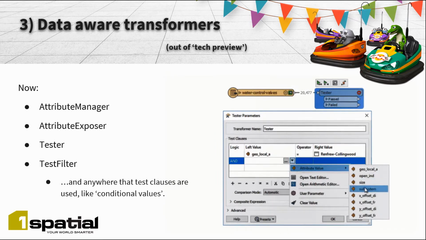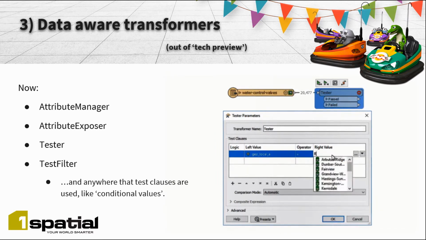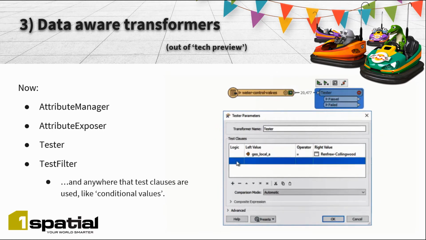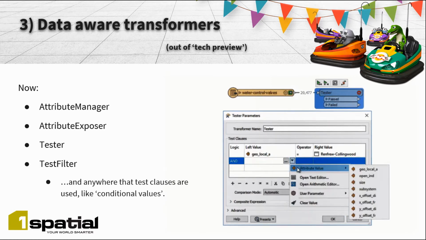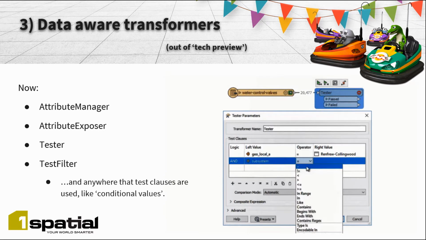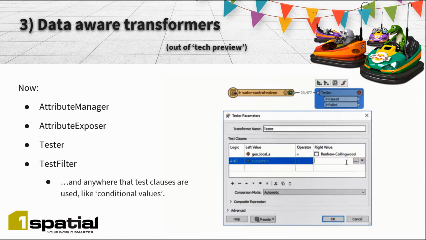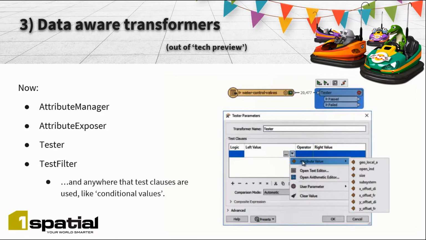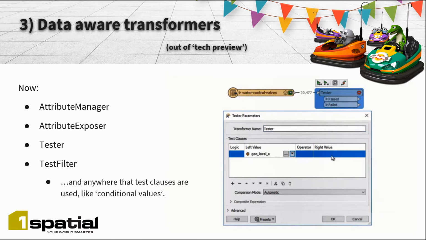What is it? Well, when data is cached via run with feature caching mode, the attribute values that actually populate your data can now be retrieved from within specific transformers. Those listed here, but basically any transformer that incorporates the ability to use a test clause. So that of course includes the two tester transformers and functionalities such as conditional statements in transformers like the attribute manager.